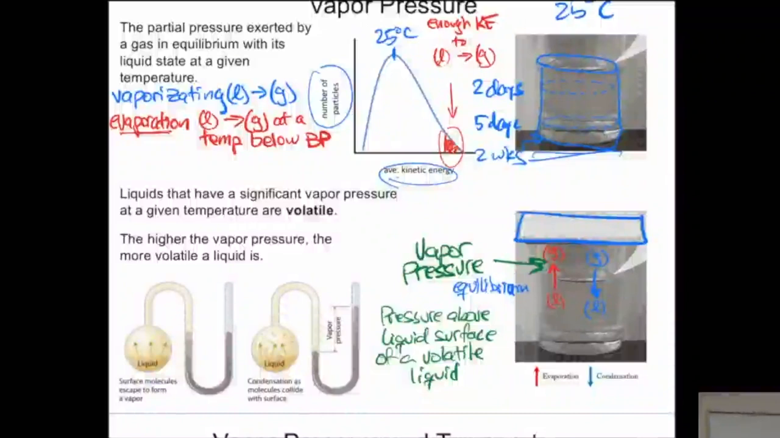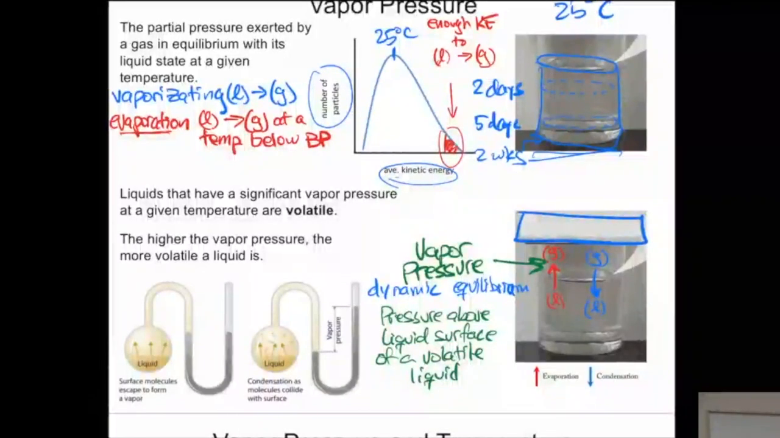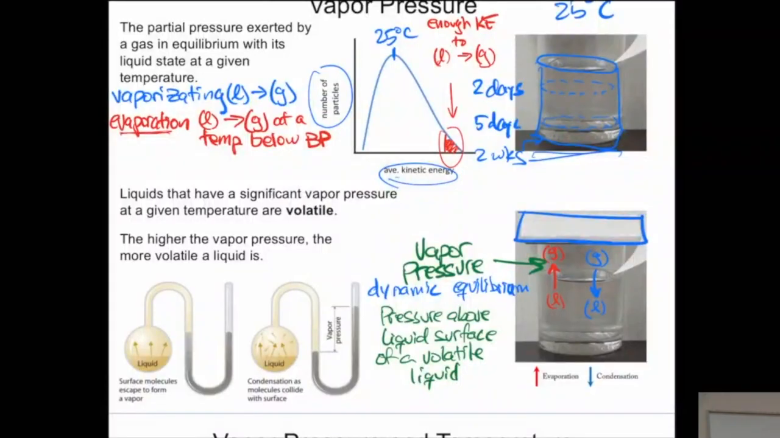And I should actually add to your notes, it's not just an equilibrium. All of the equilibria that we describe here are dynamic equilibria. I'm mentioning that because we're going to be studying equilibrium in much greater depth later on in this semester. By dynamic, that just means that we are constantly having liquid molecules escaping into the gas phase, and at the same time we have gas molecules that are condensing back into the liquid phase.